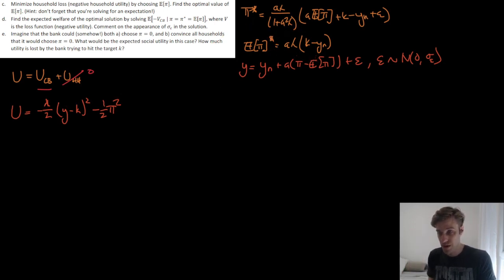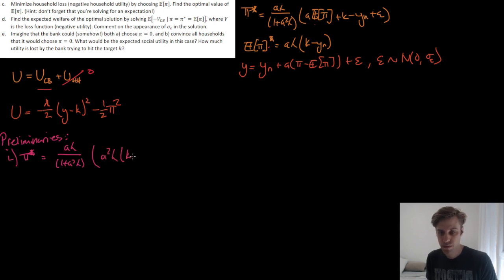So let's look at some preliminary calculations. Let's not even touch the utility yet, and let's just look at some preliminaries. The first thing I would like to know is, what is pi star? After we substitute this into here, see if we can simplify it down a bit. So pi star is equal to a lambda over 1 plus a squared lambda, and then we get a squared lambda, k minus yn. So all I've done is I've substituted this into here.